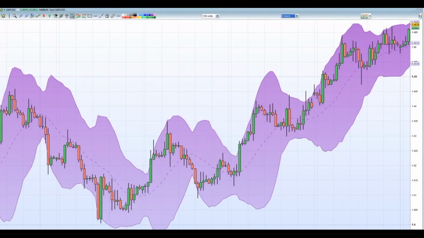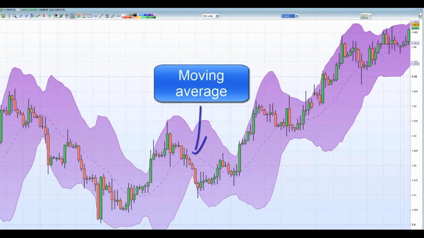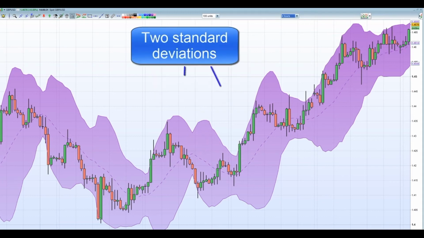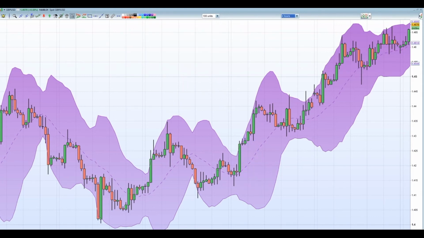Indicator 3, Bollinger Bands. A Bollinger Band starts off with a simple moving average. It then has two standard deviations plotted away from it. That sounds a mouthful, but the important part is, because standard deviation is a measure of volatility, Bollinger Bands adjust themselves to current market conditions.